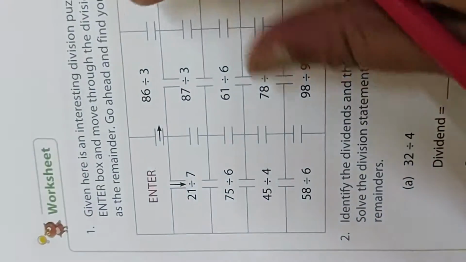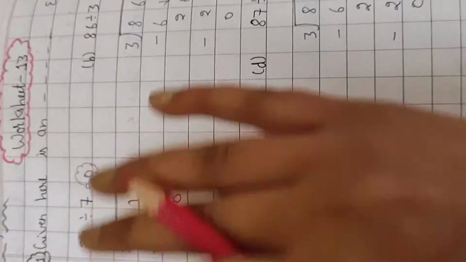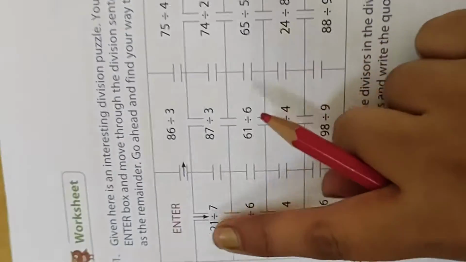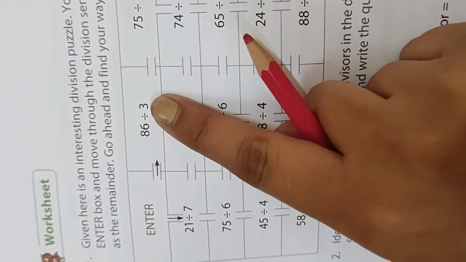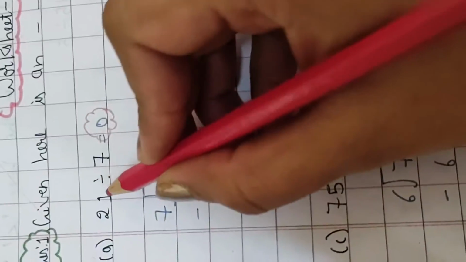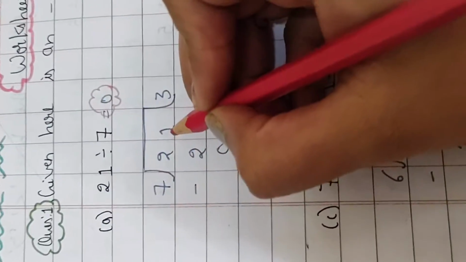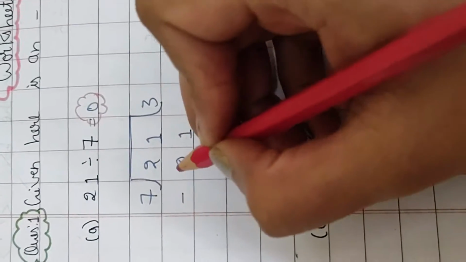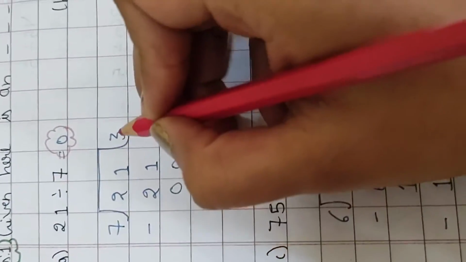I have written this worksheet so you will be doing it in the book also and in the notebook also. For this I have written that there are two ways, 21 divided by 7 and 86 divided by 3. So I have written these two sums in the notebook. 21 comes in the table of 7 at 3. So 21 minus 21 is 0.